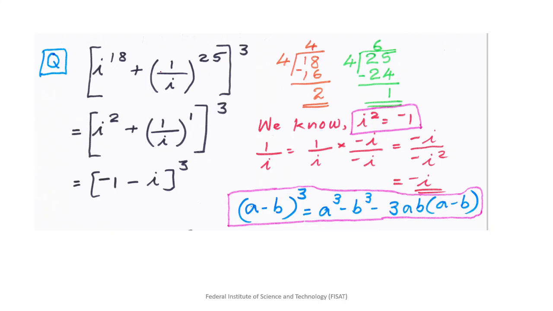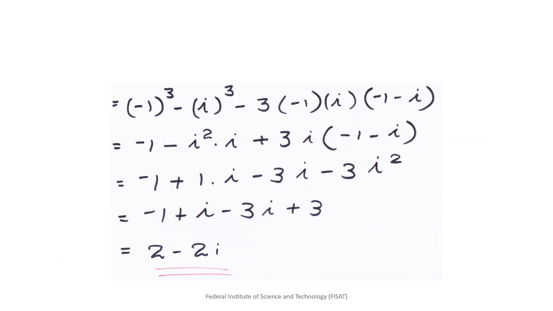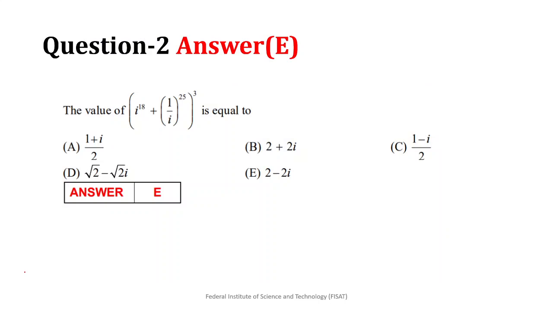So this big expression has reduced to minus 1 minus i, the whole cube. You can use the formula of a minus b the whole cube to further simplify it, and finally you will be obtaining an answer of 2 minus 2i.